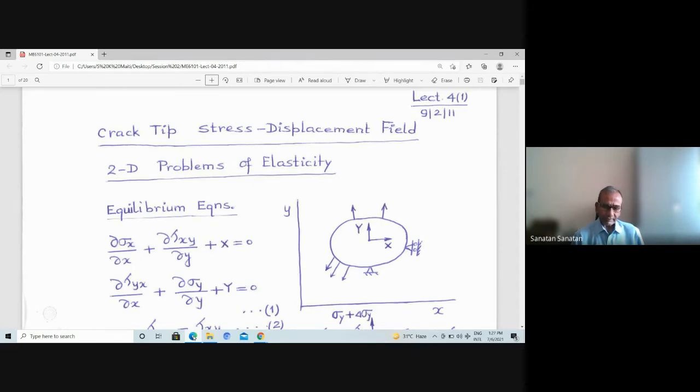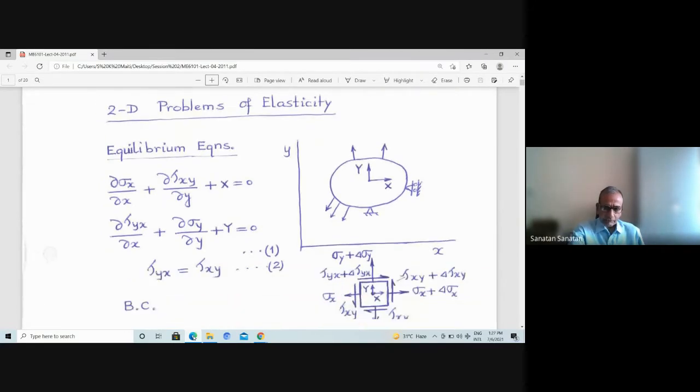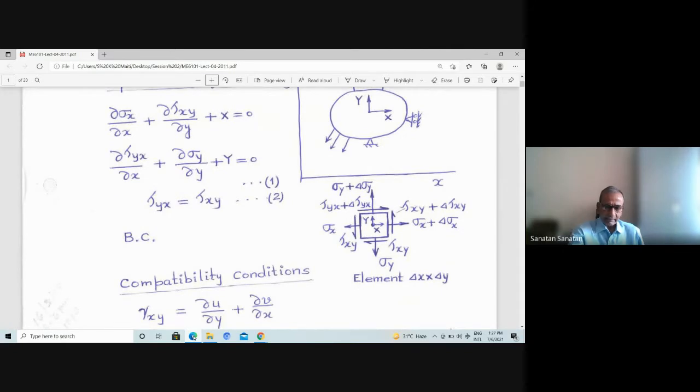And therefore, if we now consider an infinitesimal element of size delta x by delta y, and thickness, of course, let's assume it to be constant, then these are the stresses that come out at the infinitesimal element of size delta x by delta y and of constant thickness. This whole body is in equilibrium. Therefore, even that small element that you have segregated from it is also going to be in equilibrium.